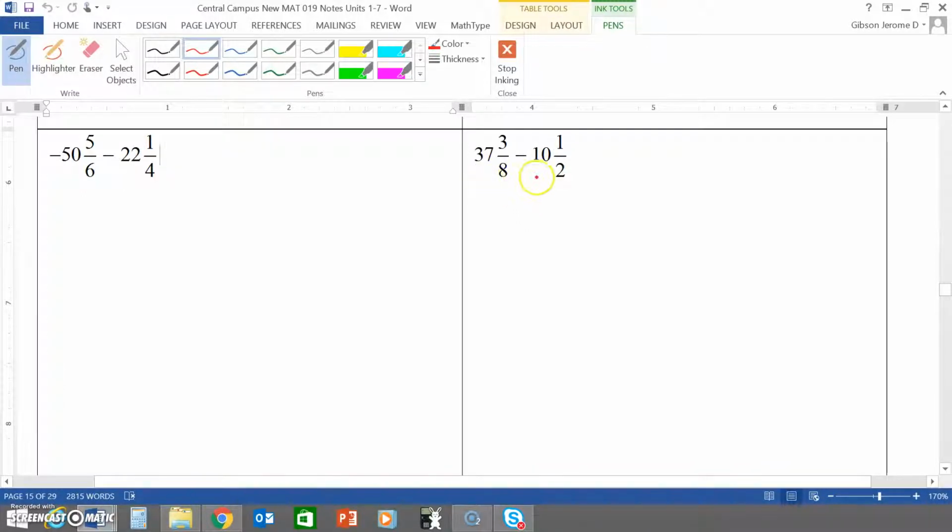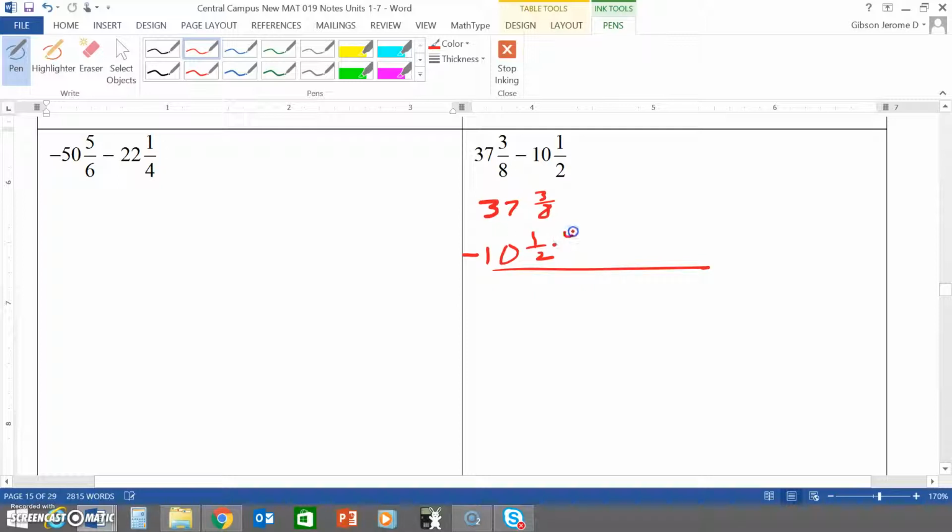Hello class, picking up where we left off. We have this problem here. We have the mixed number 37 3/8 minus 10 1/2. So we need to line this up vertically. Now we need to find the common denominator of 8 and 2, which we know is 8.